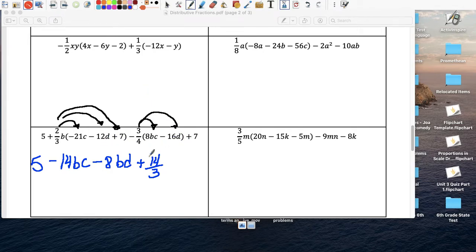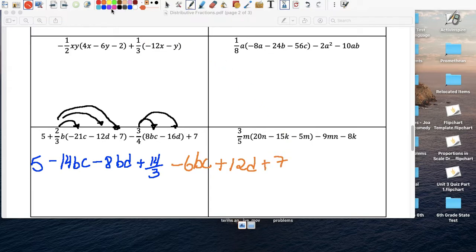Eventually, when we add it to 5 and this 7, I'm going to have to change it, but let's just leave that for now. The second distributive property, negative 3/4 times 8bc, so it's negative times a positive, which is a negative. 3/4 of 8 is 6bc. Negative times a negative is a positive, and 3/4 of 16 is going to be 12d, and then that plus 7 at the end.